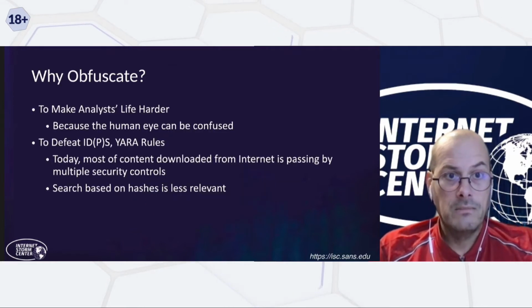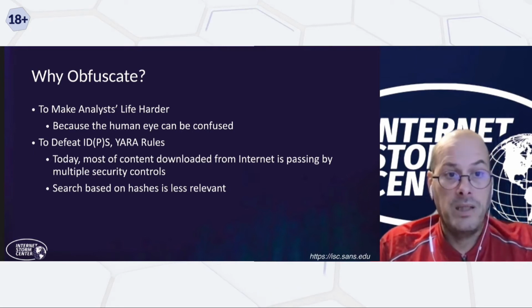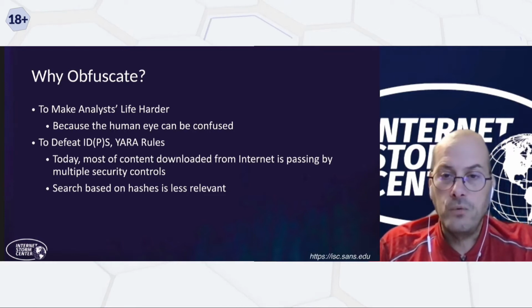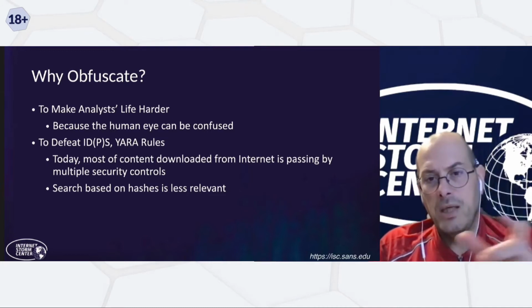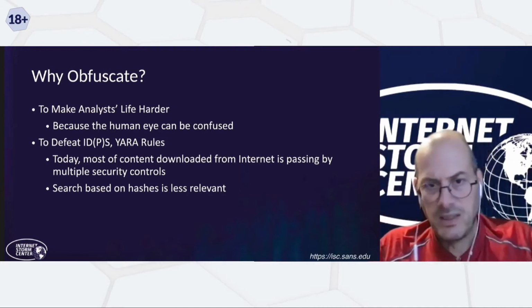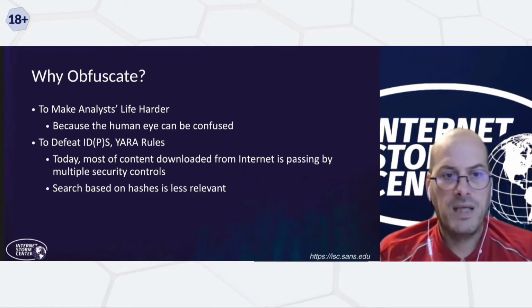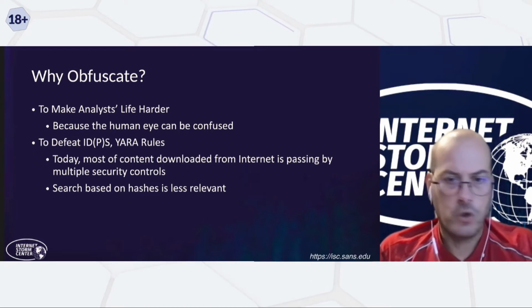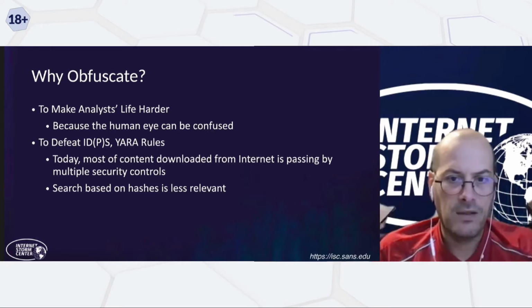Once again, why do attackers obfuscate? Basically, they make the analyst's life harder. The human eye can be confused very quickly. Just by reading the code, the human eye is able to spot, from time to time, interesting strings, interesting blocks of code, interesting functions. By obfuscating, you make the human blind because it just looks like a big mess, a big set of characters.